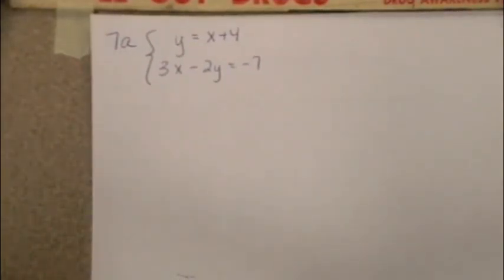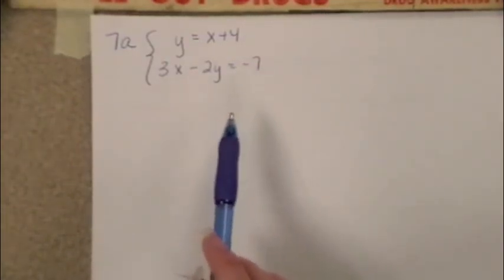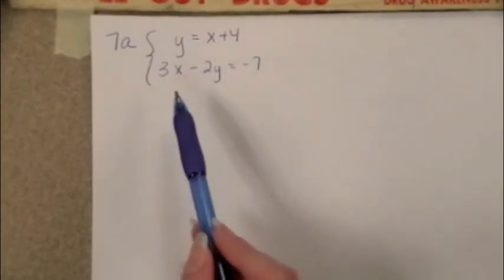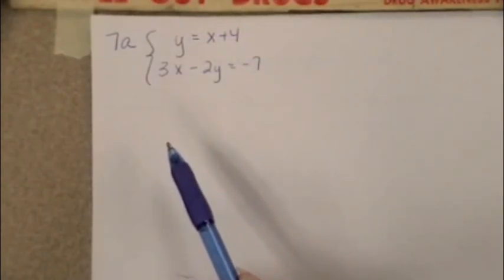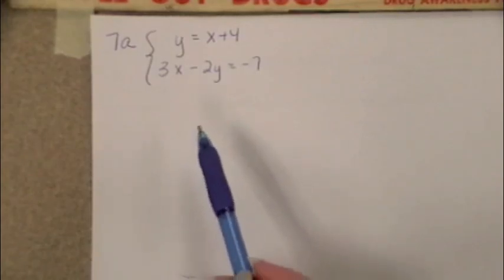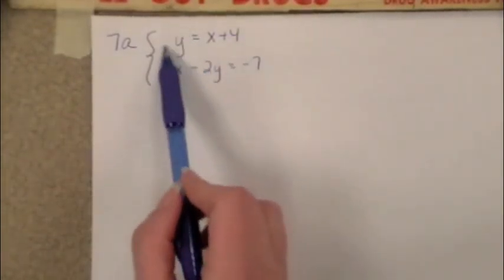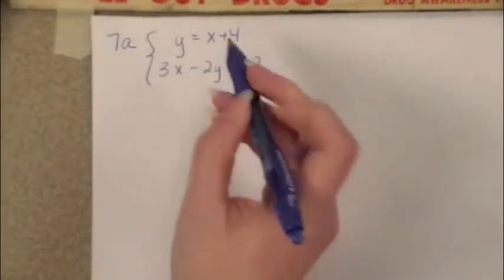7a gives us two equations. It's a system of equations. Y equals x plus 4, and 3x minus 2y equals negative 7. So the first thing we're going to look for is the variable that's alone. And remember, when we say alone, we mean just that letter and then equal sign. So our lonely variable here is this y, because it just says y equals.